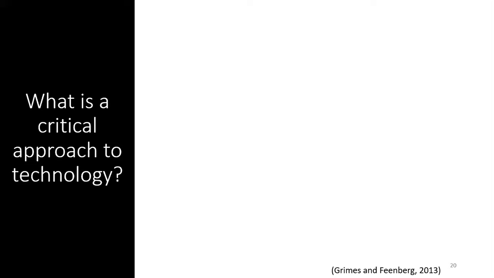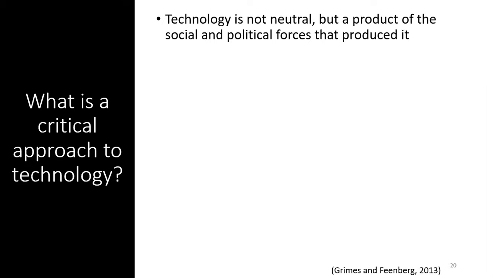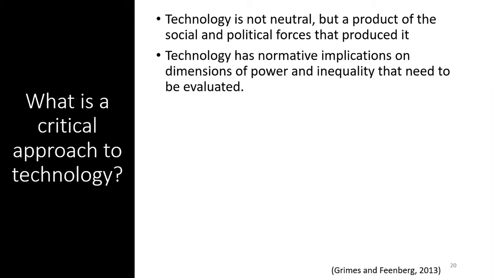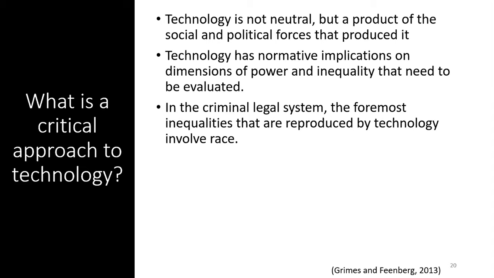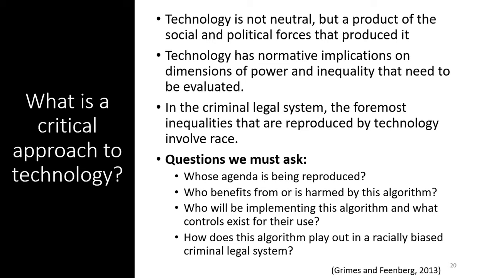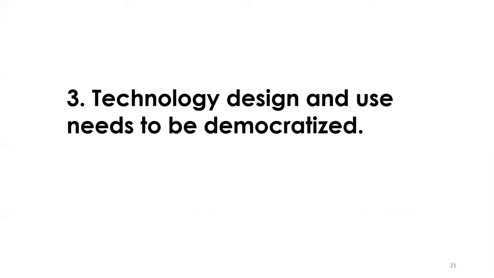And a critical approach is one that accepts that technology is not neutral. It doesn't appear to us objectively, but that it's the product of social and political forces that produced it, that it has normative implications on dimensions of power and inequality that need to be evaluated. And for us working in technologies that impact the criminal legal system, the foremost inequality that's reproduced by technologies involves race, and especially ones that are used in surveillance practices. And so as we think through technologies, we should be asking whose agenda is being reproduced, who benefits from an algorithm, and who's harmed, who will be implementing this, and what controls exist for their use. Currently, there really aren't any. And how does this play out in a racially biased criminal legal system? And Dr. Benjamin's solution was to democratize the technology design and use.